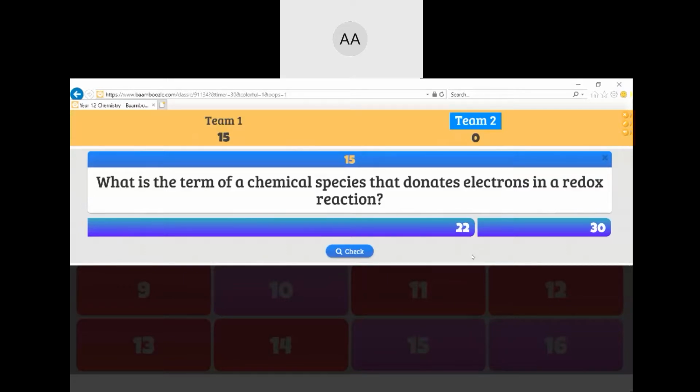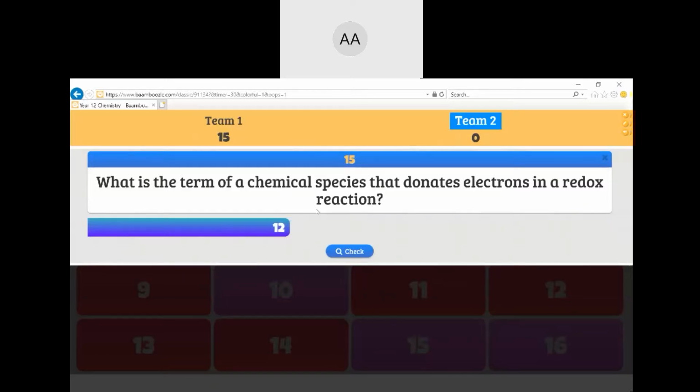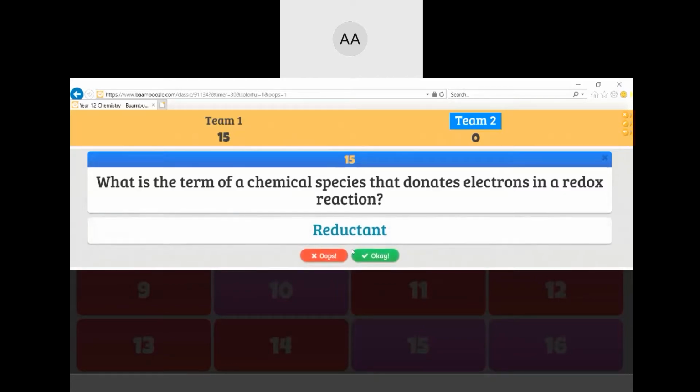Remember, we're talking about redox reactions. You've got to be specific with your answer. Let me know when you're ready. 12 seconds down. Okay, let's check. Well done. A reductant. Excellent. That's 15 points for you guys.